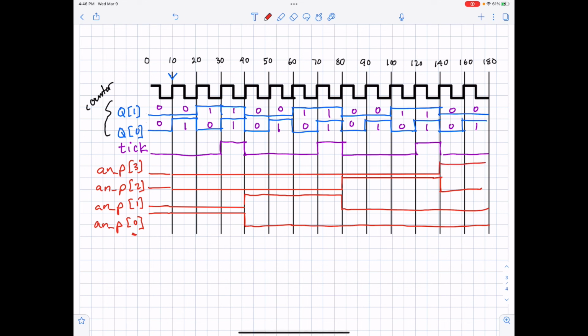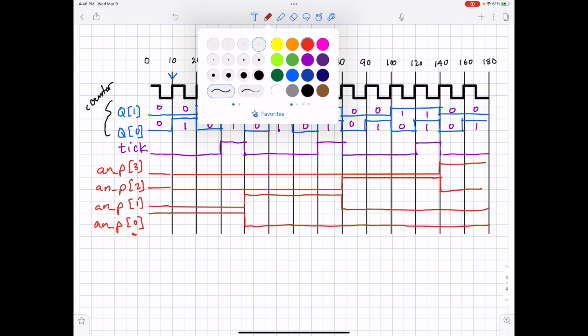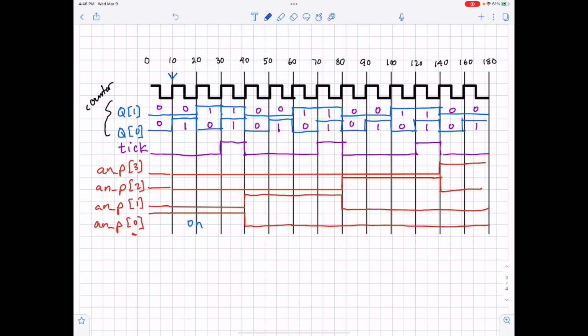Okay, and finally this is going to stay low until the edge of this tick signal, when it will go high. All right, so what we're seeing here is the anode signal gets turned on one at a time. These are like the button presses, you know, on, on, on, on, and then it circles back around. So it turns each of these digits on one at a time. All right, so you need to modify the counter circuit, make it a 2-bit counter because we have 4 anodes. All right, and then for each output state, do the logic that gives you this correct signal.